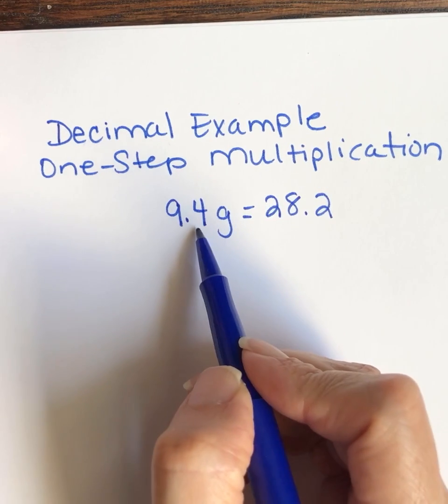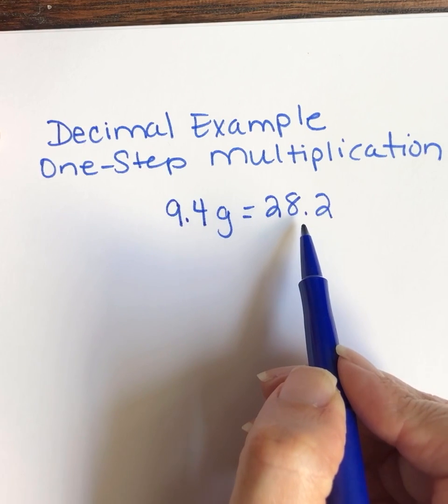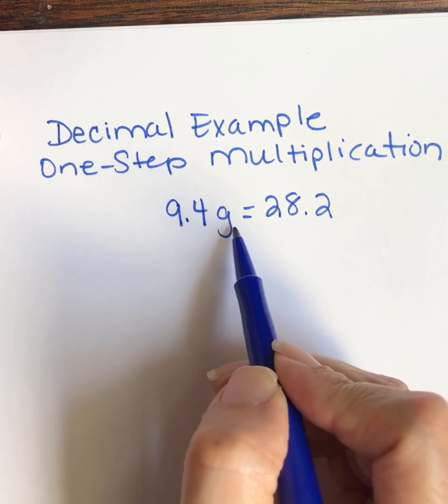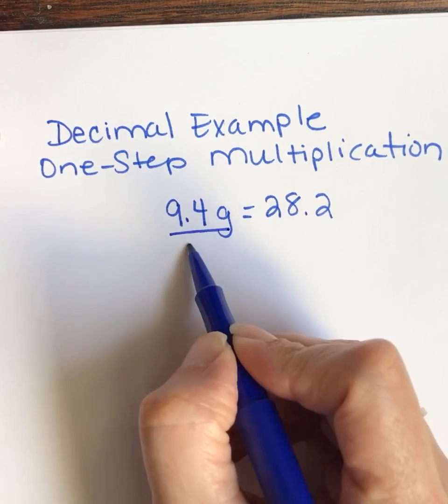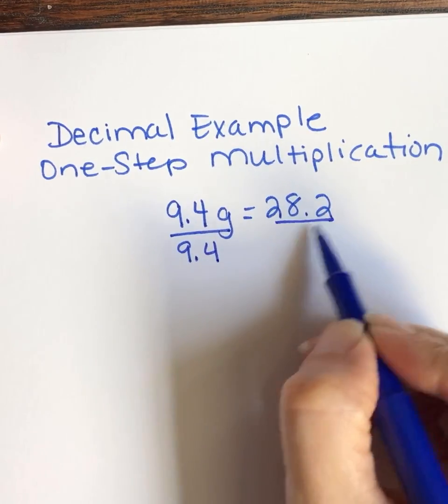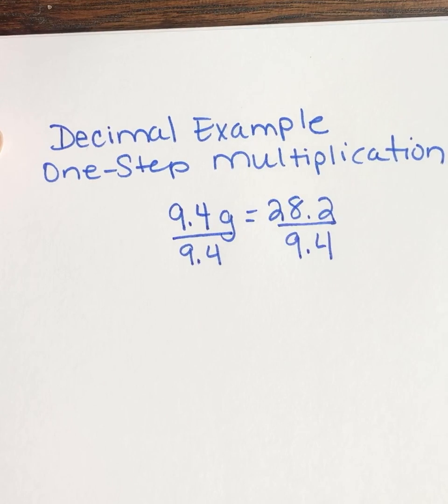So 9.4 times some number, we'll call that G, is 28.2. So the opposite of multiplying by 9.4 is what? Dividing by 9.4. So we're going to show that just like we did on the other ones. So you should be writing along with me. If not, go ahead and press pause and start writing.